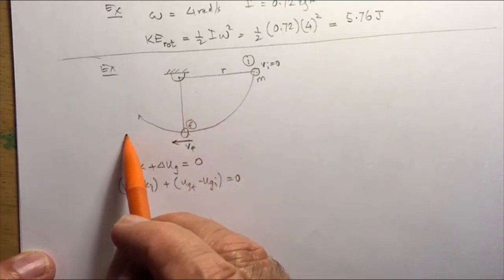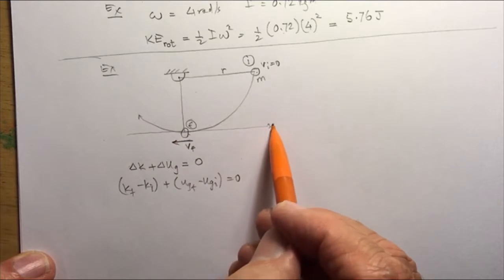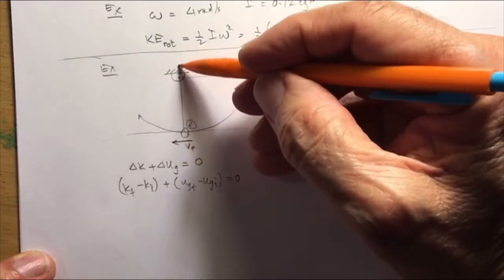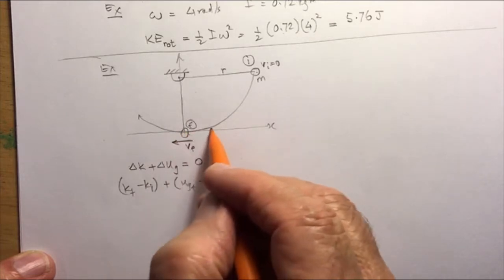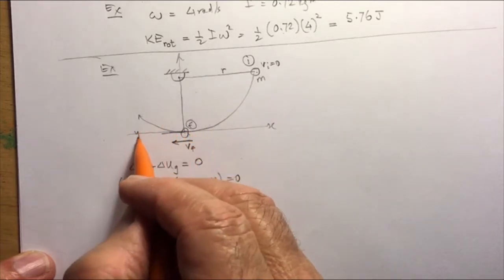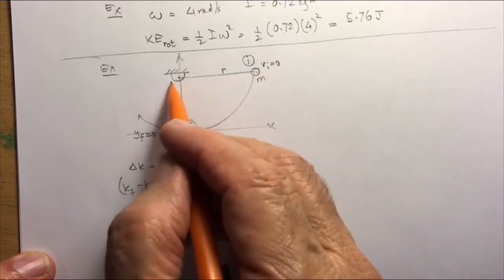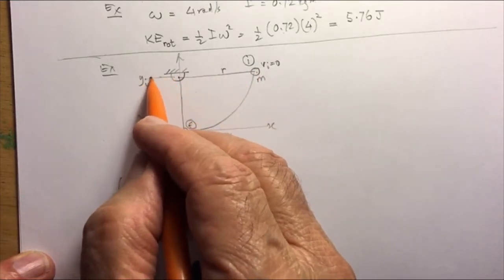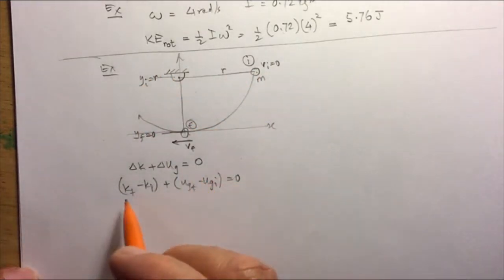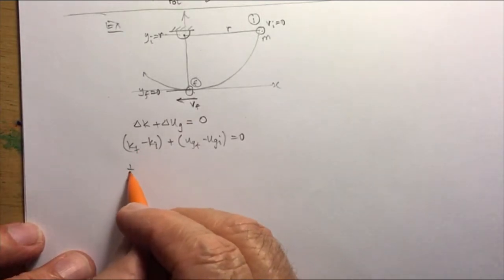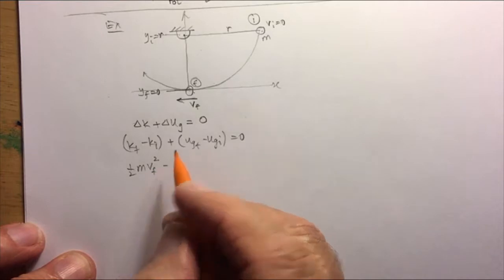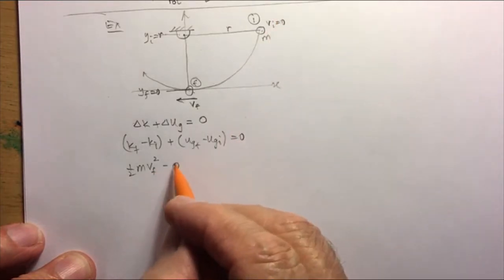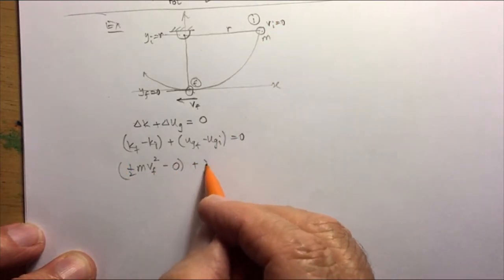And if we set the x-axis here and the y-axis here, then this y final is 0, and the y initial is r. So this will become half m v squared, v final squared, minus the initial v is 0, so it's going to be 0, plus mg.